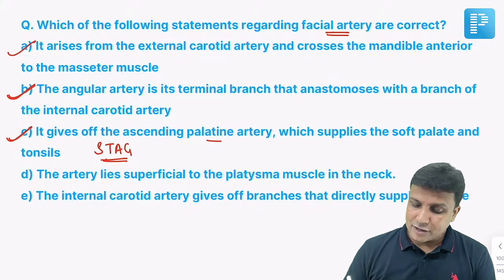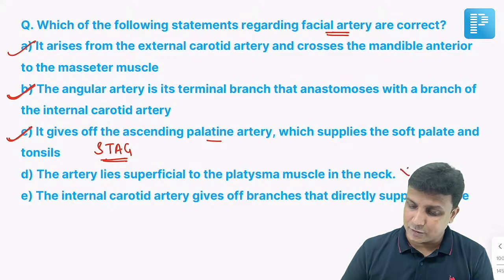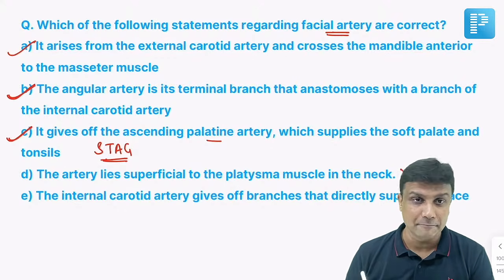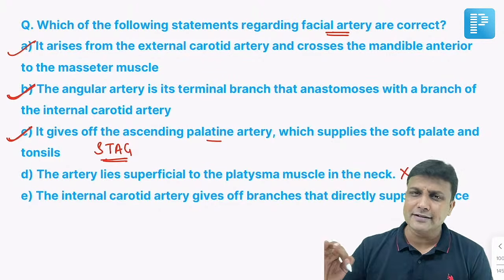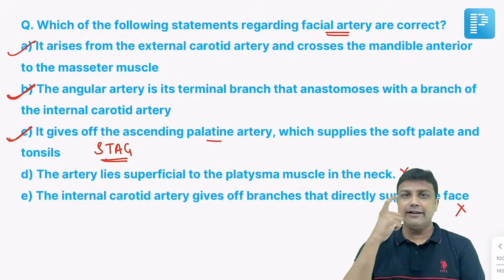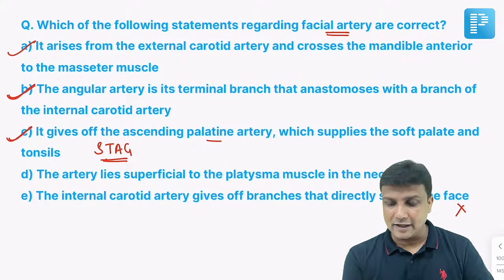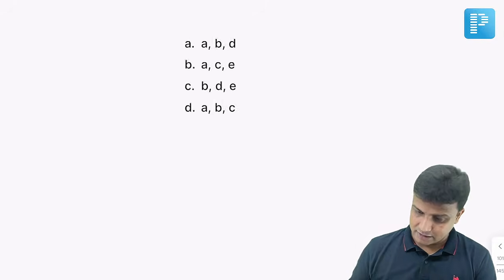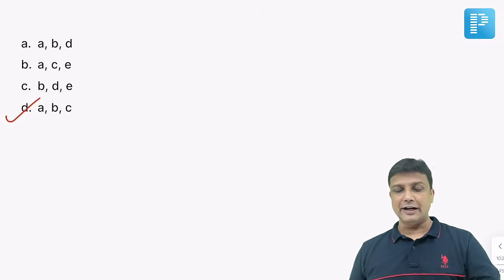The artery lies superficial to the platysma muscle in the neck region. No, this is absolutely wrong. It is not superficially present. The internal carotid artery gives off branches that directly supply the face. No. Internal carotid artery is not giving any branches which are directly supplying the face. So therefore, the correct answer here will be A, B, C. Where are the options here? These statements will be the right ones here, sir.